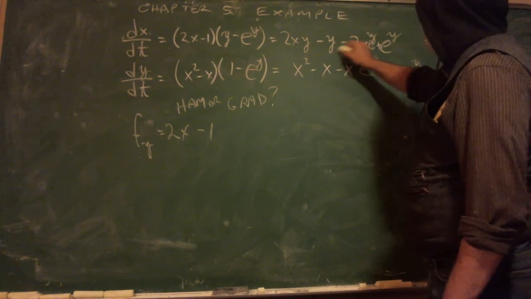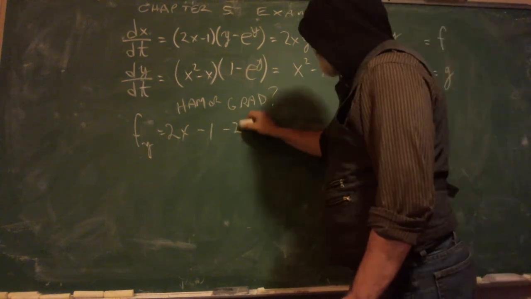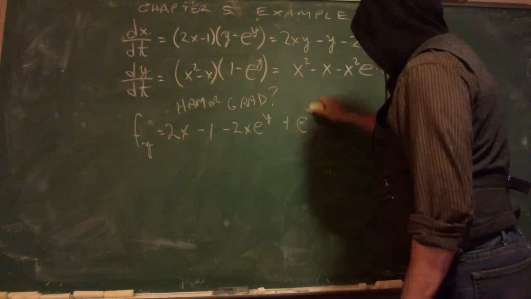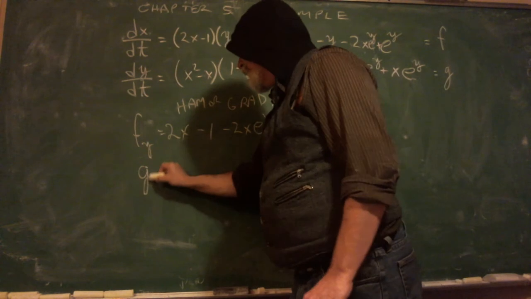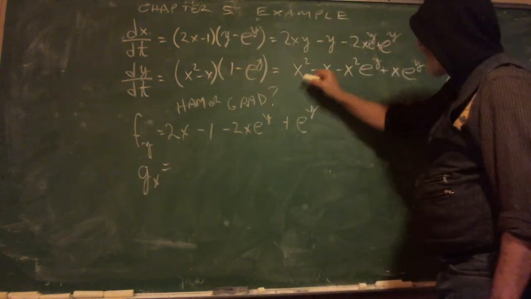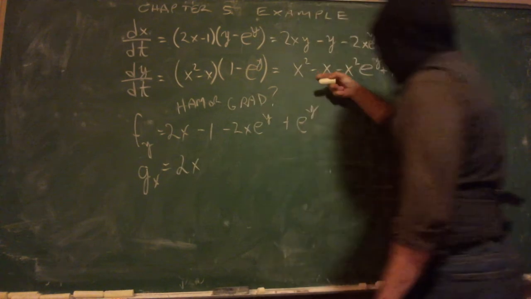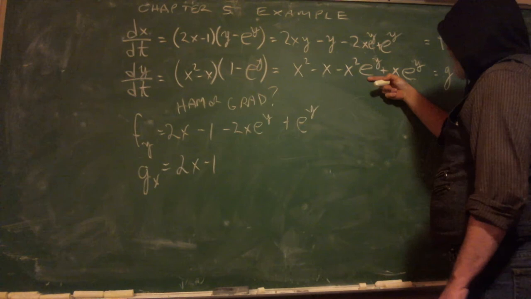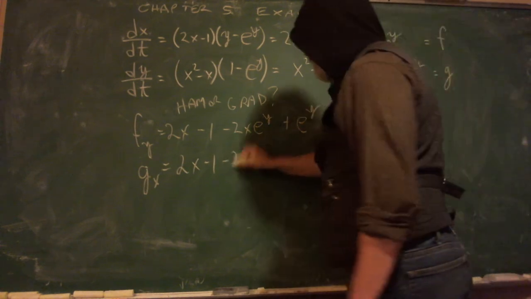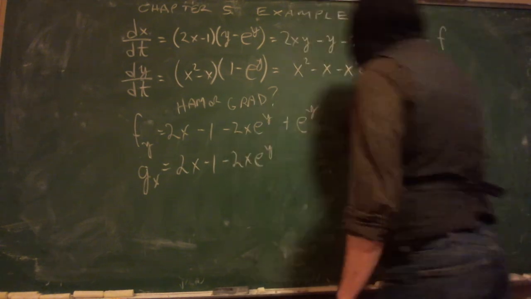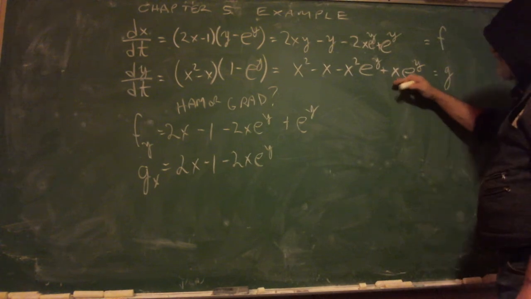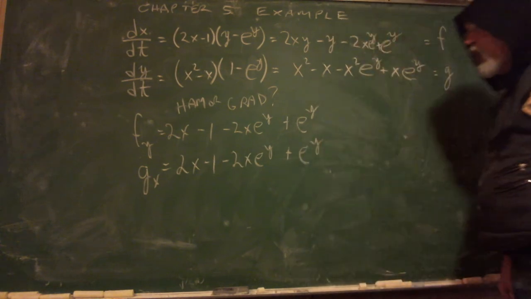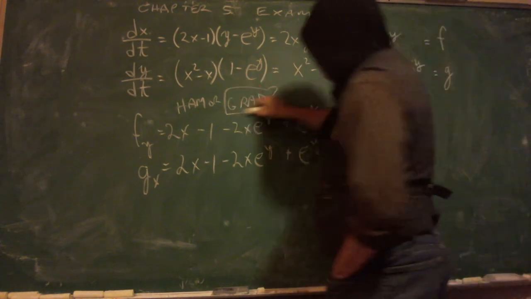So 2x minus 1. We're doing the partial with respect to y, so this is minus 2x e to the y and plus e to the y. Now, if I did it right, g sub x should match. The derivative of x squared is 2x. The derivative of minus x is minus 1. The derivative of negative x squared times e to the y with respect to x is minus 2x e to the y. And the derivative with respect to x of x e to the y is e to the y. So lo and behold, f sub y equals g sub x, so it is a gradient system.